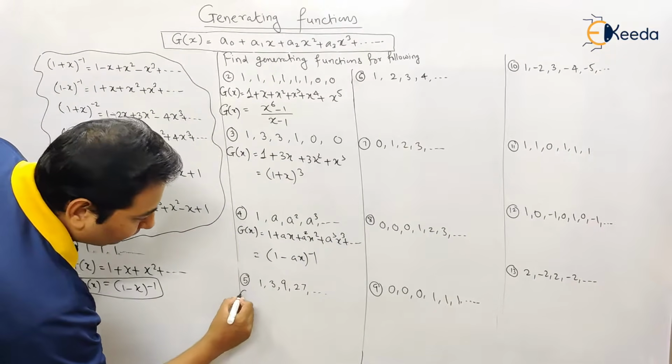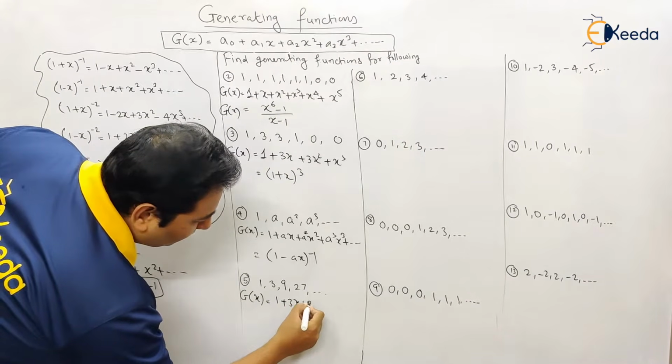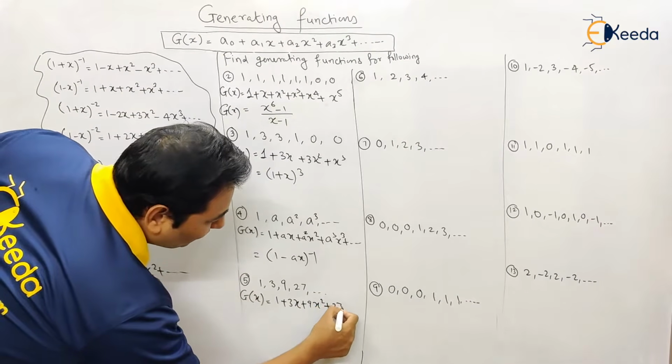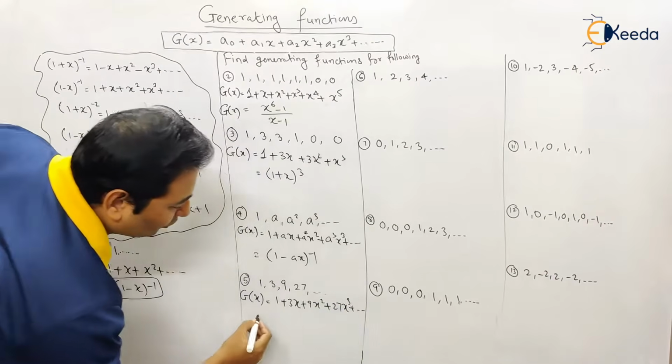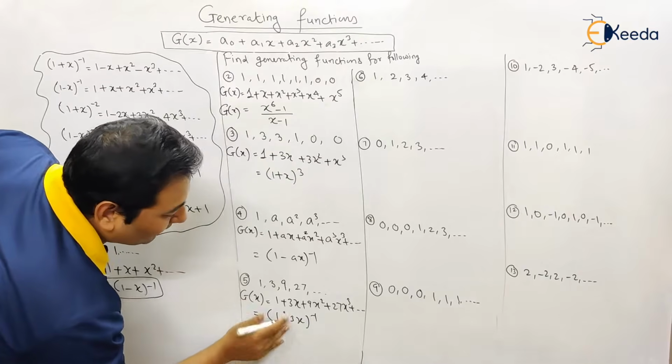Next, 1 plus 3x plus 9x square plus 27x cube plus dot dot dot. So what is the formula? 1 minus 3x inverse.